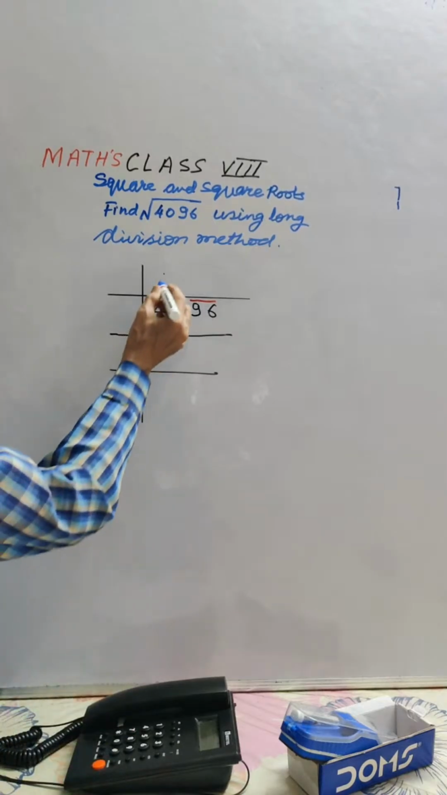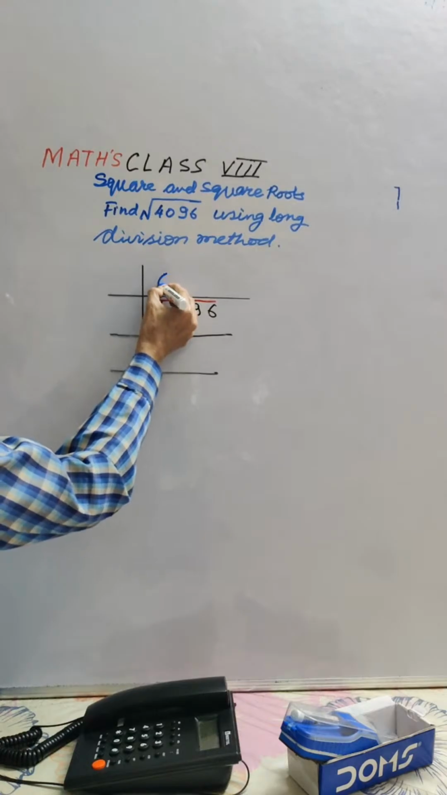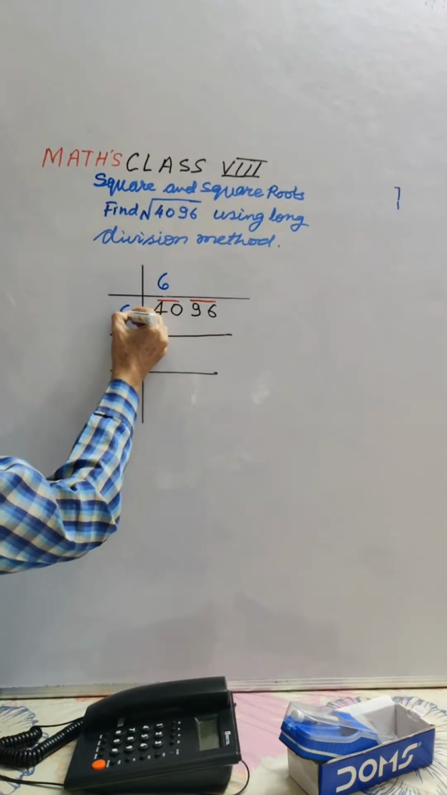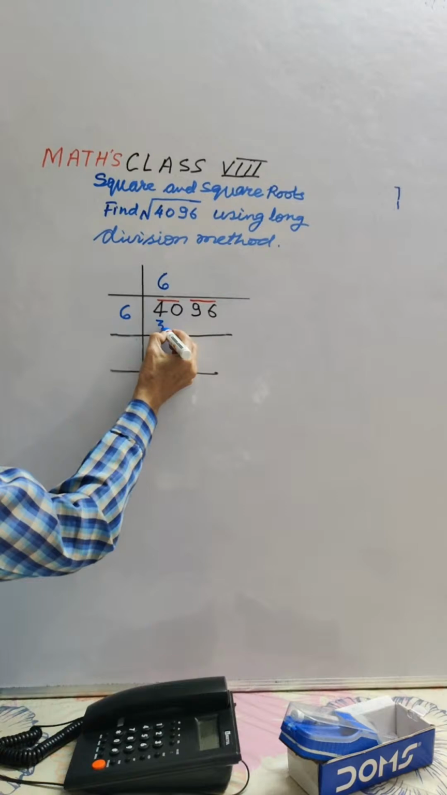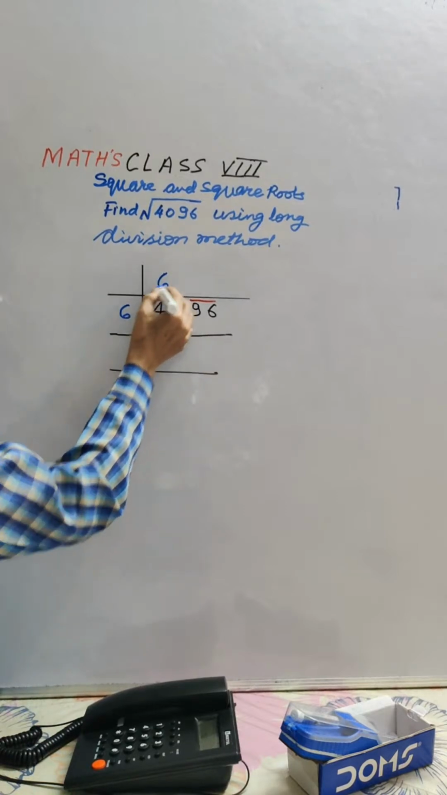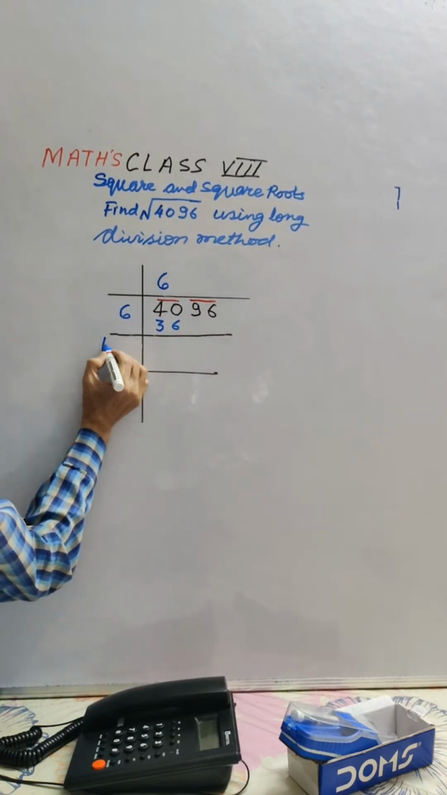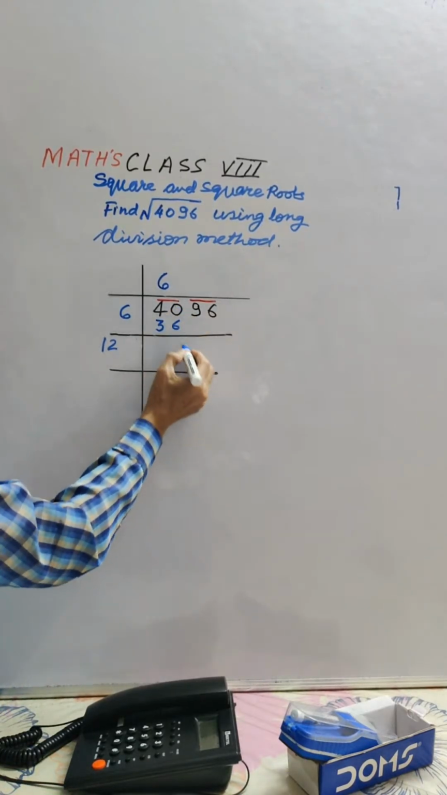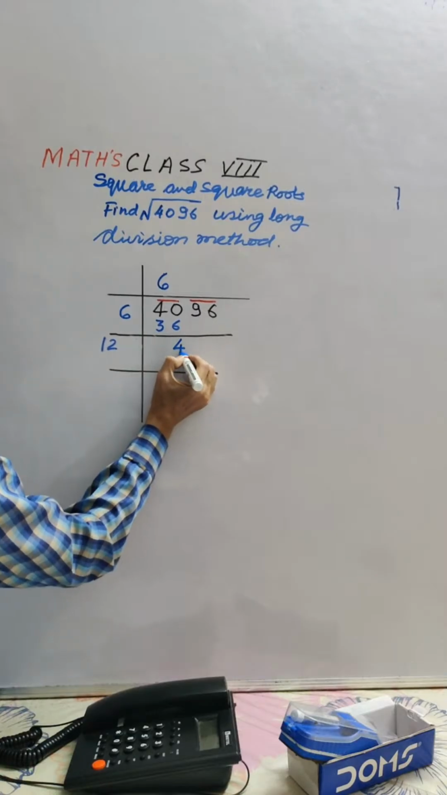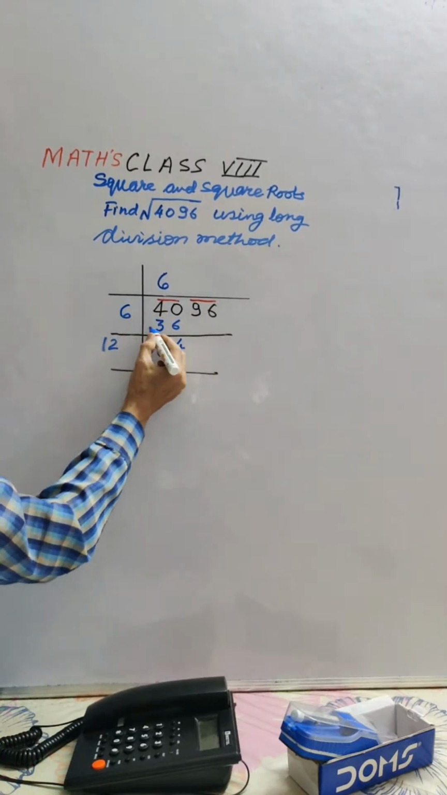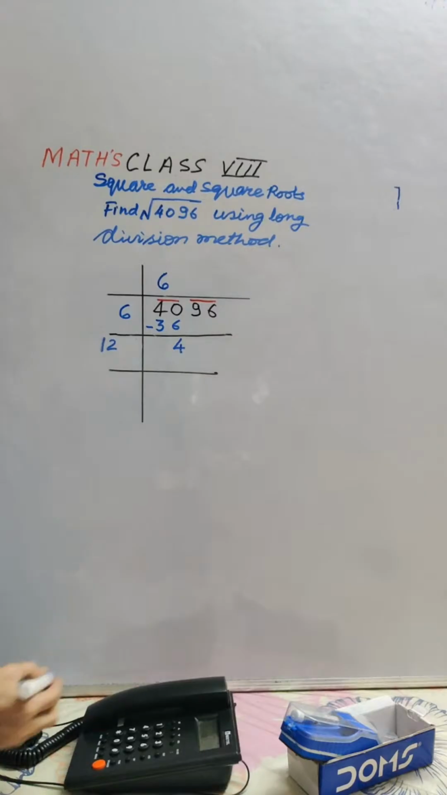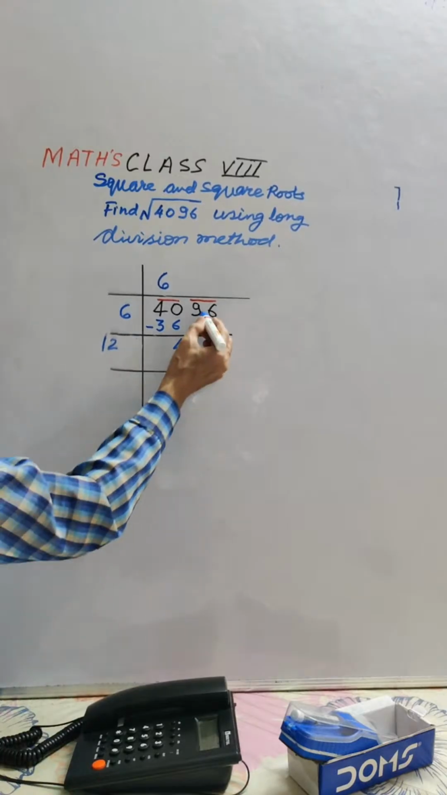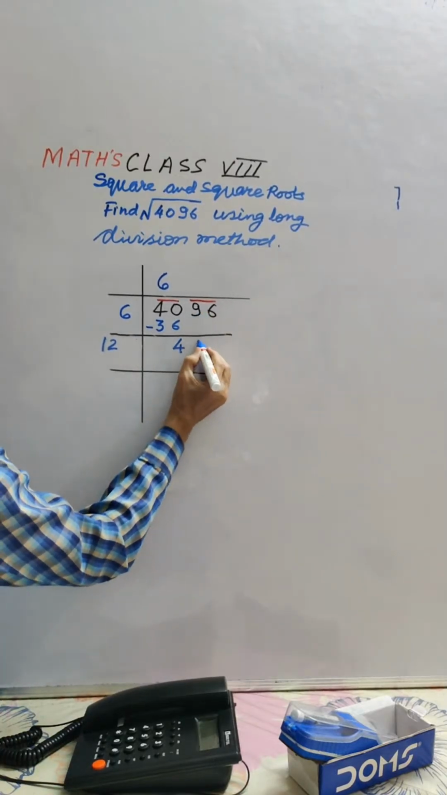So we shall take 6 6s are 36, taking 6 here and taking 6 here also, and 36, and adding 6 plus 6, that is 12, writing here 12, leaving a space of unity. Now 10 minus 6 is equal to 4, and 3 minus 3 is equal to 0. On subtraction we got 4. Now we shall carry 9 6 below it.